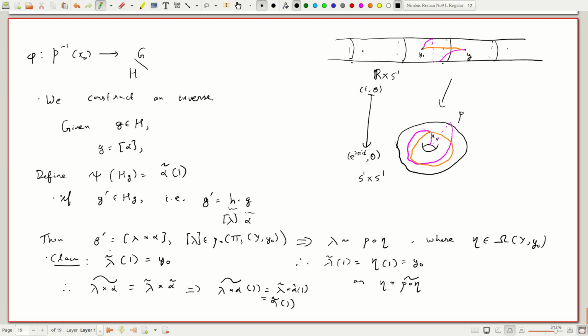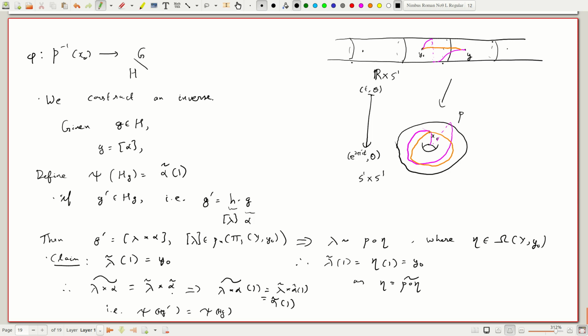So what all this has established is that phi of g prime is phi of g. So phi of Hg prime is phi of Hg. Okay, this is bad notation. I should have defined it on G and showed that you get an induced map on the quotient. But modulo that, what we have seen is that if I took a different choice of coset representative, I will get the same lift.